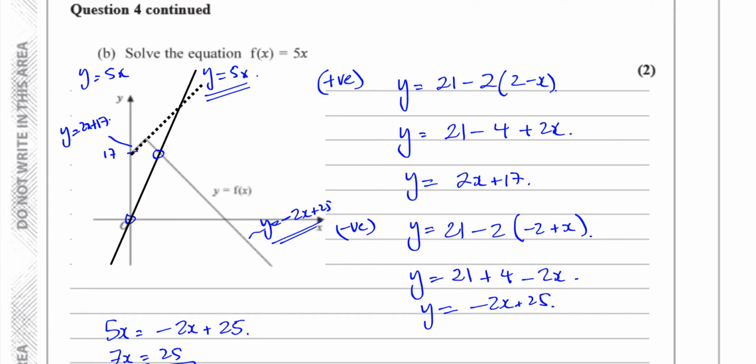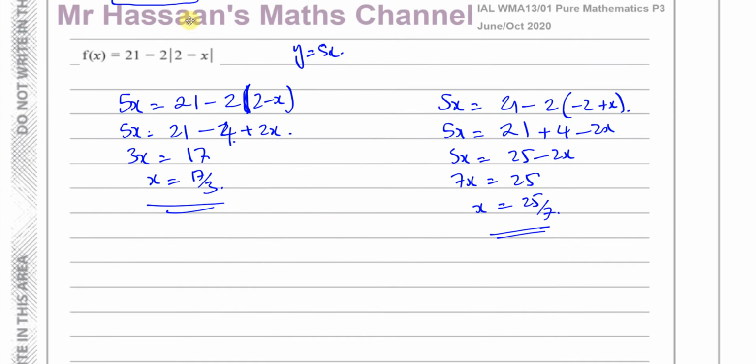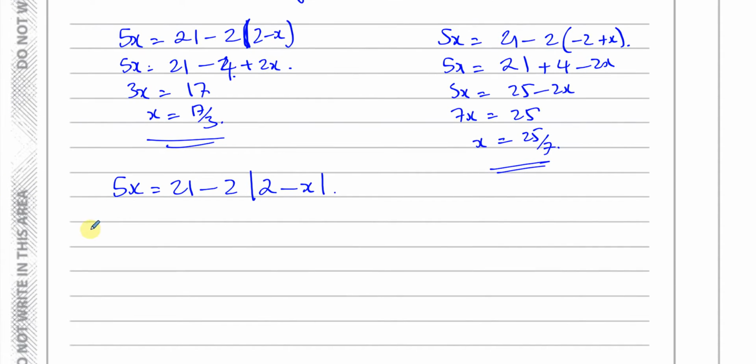So this point is actually an extra solution. It's not a solution that we write down. It's not a solution to this particular equation with the modulus function. So that's why you have to reject it. Now, if you didn't think about it graphically, then you'd have to think about it algebraically. So you'd have to check if it satisfies our original equation, which is 5x equals 21 minus 2 times the modulus of 2 minus x. And we're going to check x equals 17 over 3 and see if it satisfies this.